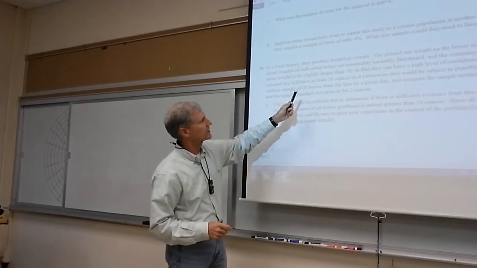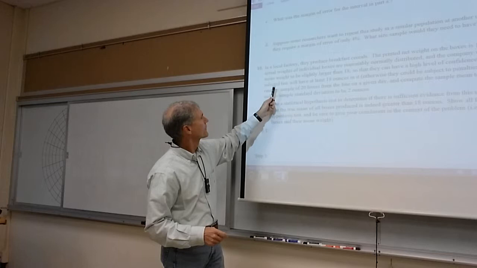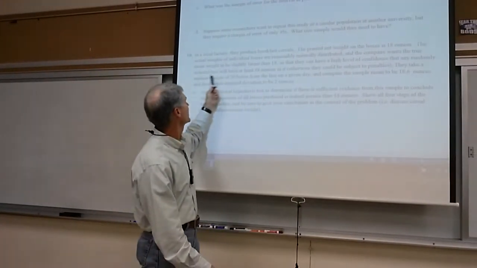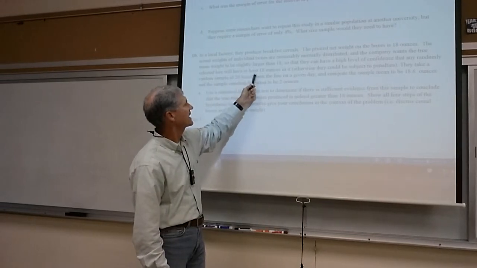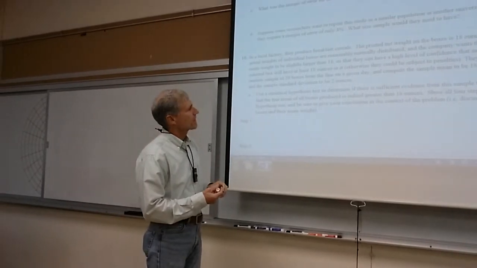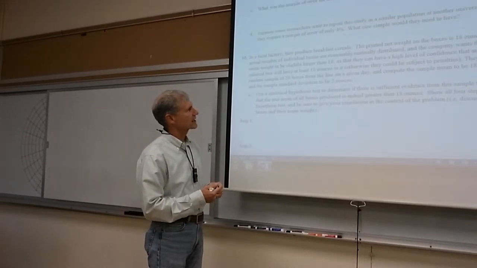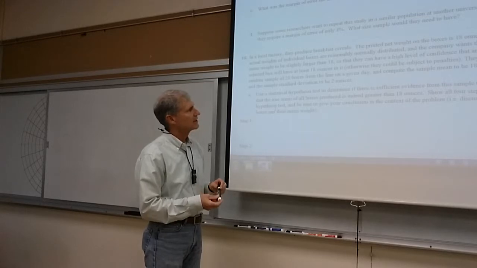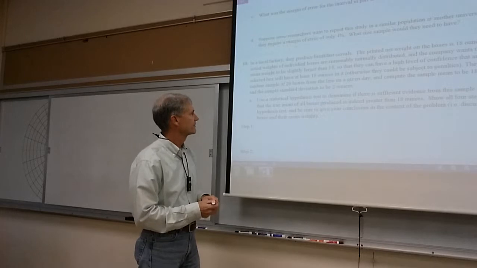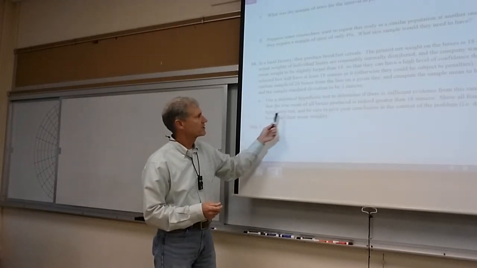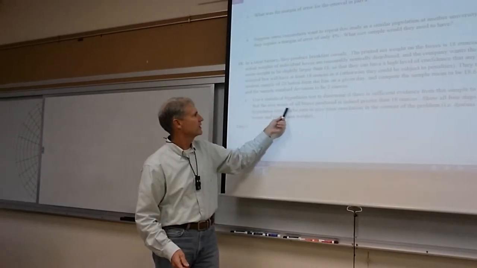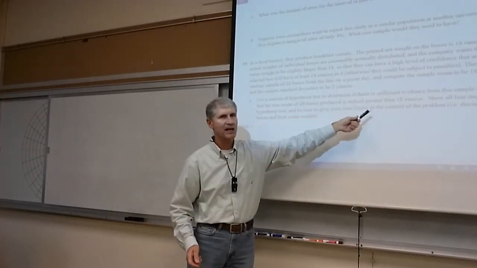Well, let me read the important sentence. It says slightly larger than 18, so they can have a high level of confidence that any randomly selected box will have at least 18 ounces in it. Otherwise, they could be subject to penalties. They take a random sample of 20 boxes and compute the sample mean to be 18.6 and the sample standard deviation to be 2 ounces. Use a hypothesis test to determine if there is sufficient evidence from this sample to conclude that the true mean of all boxes is indeed greater than 18 ounces.